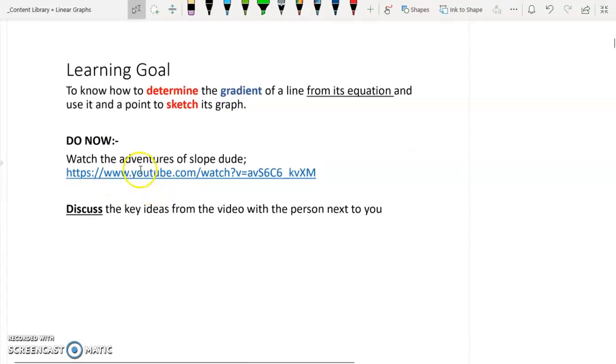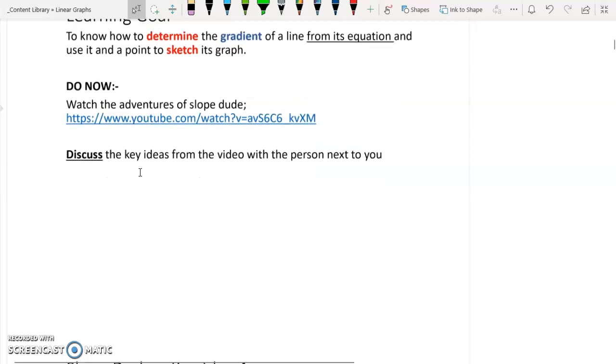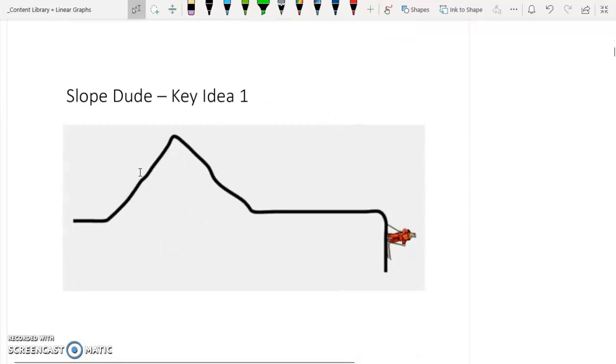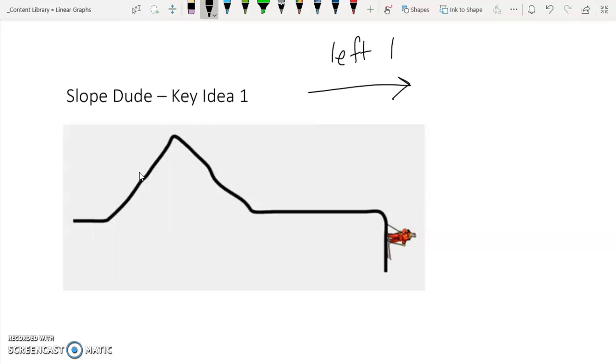To start, I would have got you to watch YouTube and Slope Dude. You'll do that in your Do Now activity, which will run through Teams, but for now, Slope Dude. The key idea here is that Slope Dude always moves from left to right, just like reading a book. That's the main thing.